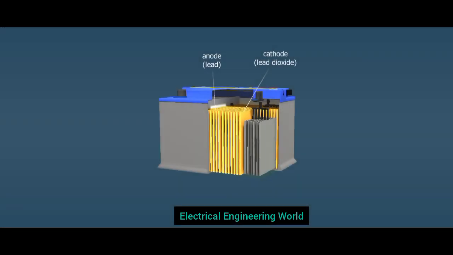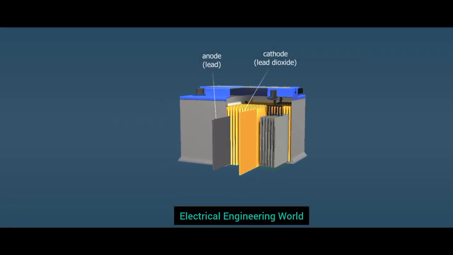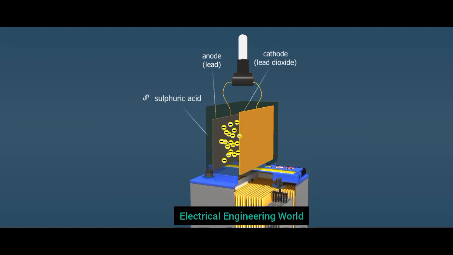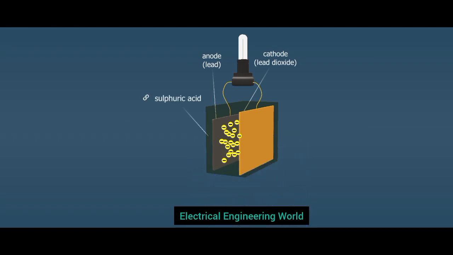In the lead-acid battery, there are 2 electrodes within a cell immersed in a solution of water and sulphuric acid. When the battery is fully charged, these 2 electrodes are a positively charged lead dioxide plate and a negatively charged lead plate. The electrolyte in the battery is the sulphuric acid solution.